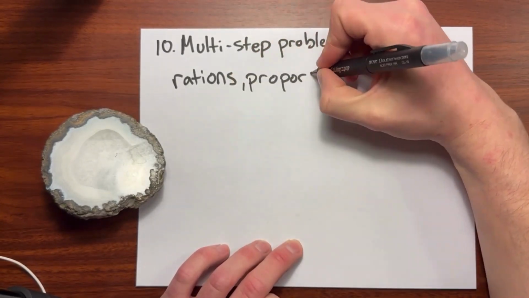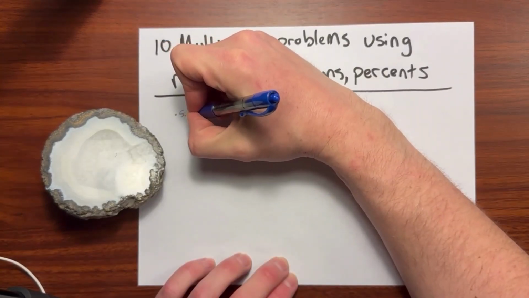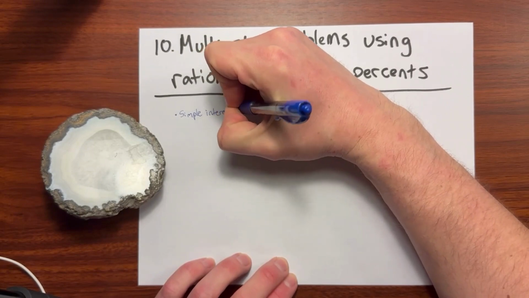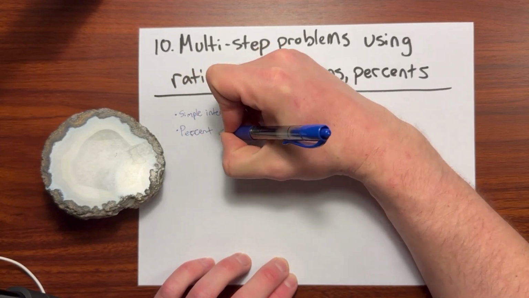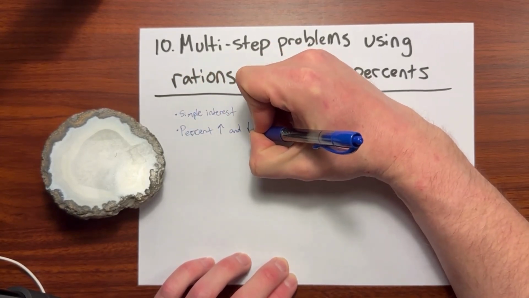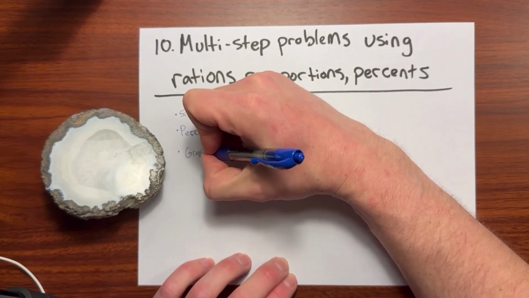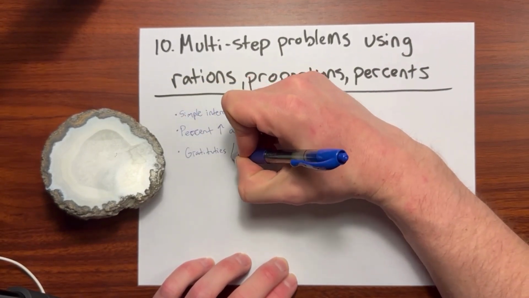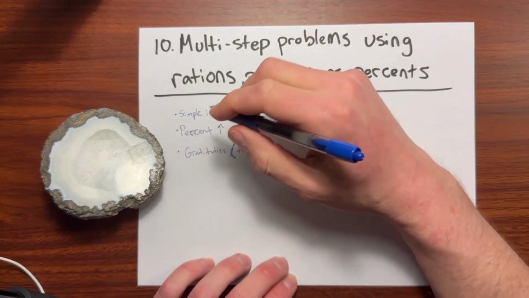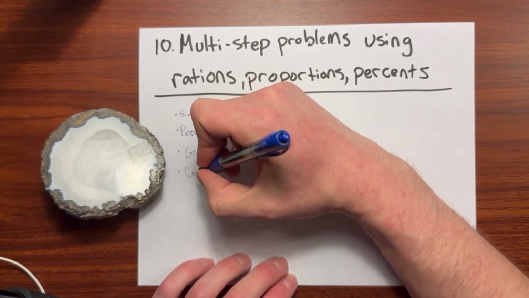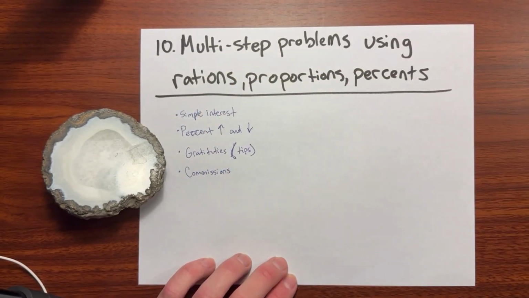Number 10, multi-step problems using ratios, proportions, and percents. So this will include problems such as simple interest, percent increases or decreases. It's pretty tough to talk and write correctly at the same time. I'm finding that out. Another type is going to be gratuities or tips. I know I didn't spell that right. Forgive me, we're talking about math, not language arts in this one. And then finally, commissions. Meaning like, a used car salesman earns a percentage of the car that he sells.